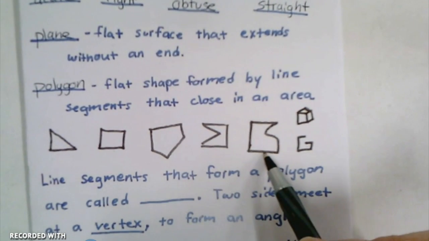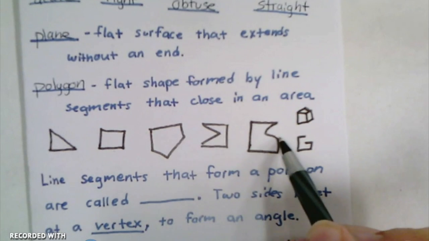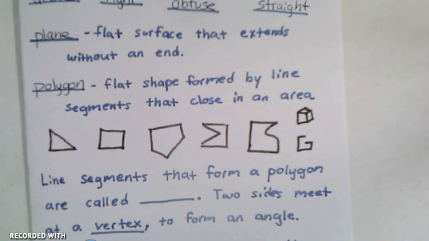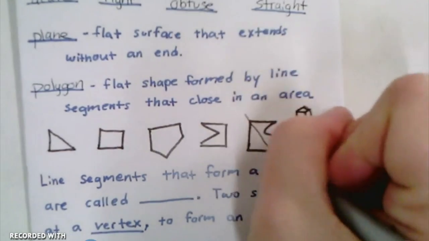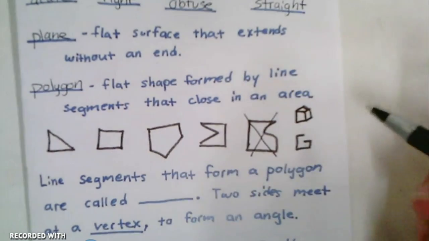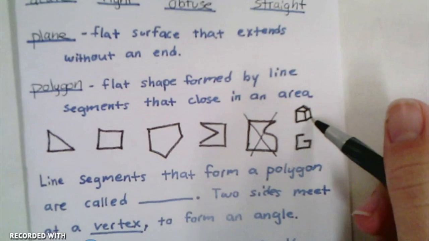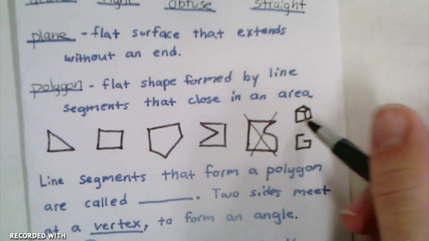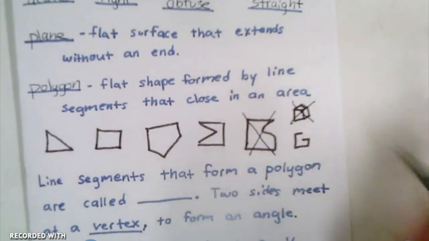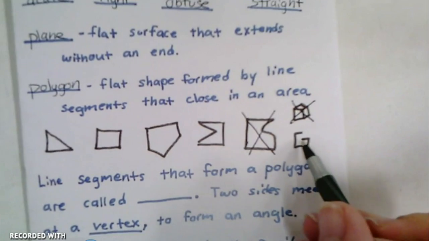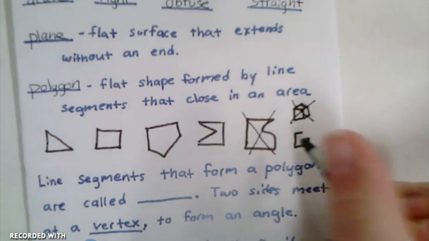Now this shape is not a polygon because it has a curved line right here. And polygons only have line segments, straight lines. So draw an X through that. This figure up here is not a flat shape. This is a cube. So that's not a polygon. And this shape is not closed. So that's not a polygon.